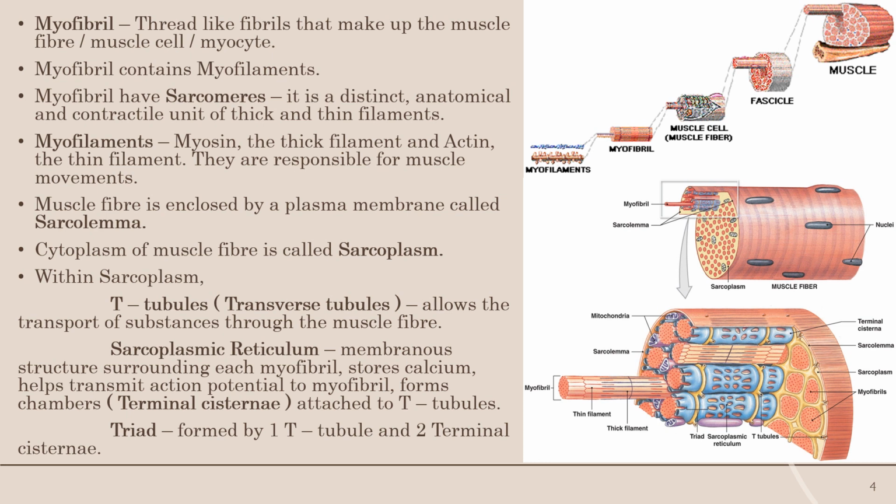The muscle fiber is enclosed by a plasma membrane called the sarcolemma. The cytoplasm of the muscle fiber is called sarcoplasm. Within the sarcoplasm, T-tubules, or transverse tubules, allow the transport of substances through the muscle fiber.